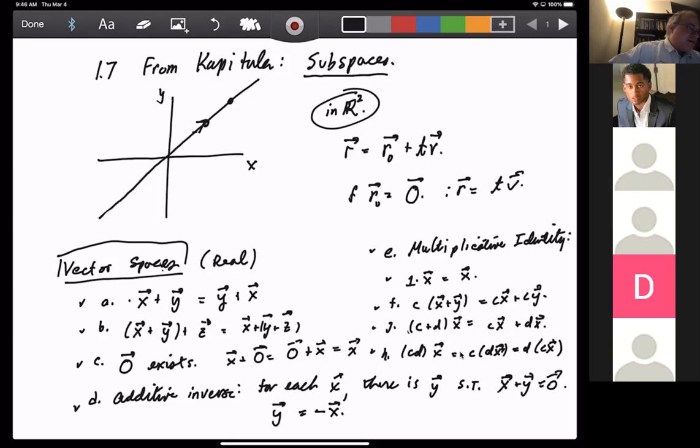A line that goes through the origin in R2 is a subspace. A line that goes through the origin in R3, or a plane that goes through the origin in R3, is a subspace, because they satisfy these basic properties.